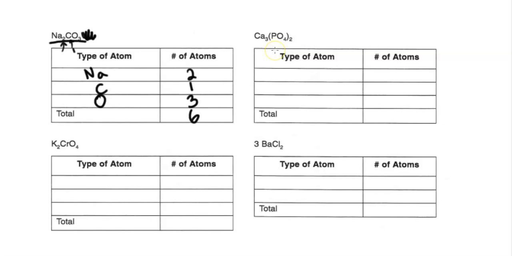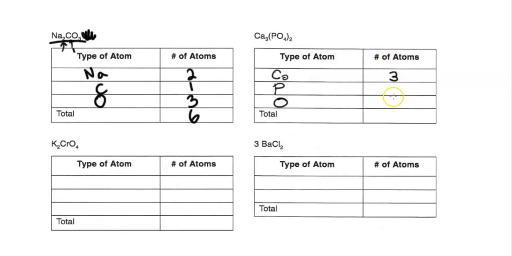Let me do this one. What are your 3 types? Calcium. Yep. Potassium? Nope, potassium is K. Okay, hold on, I'm trying to remember here. It's on the end of matchsticks. Phosphorus? Yes. So phosphorus and oxygen. How many calcium?